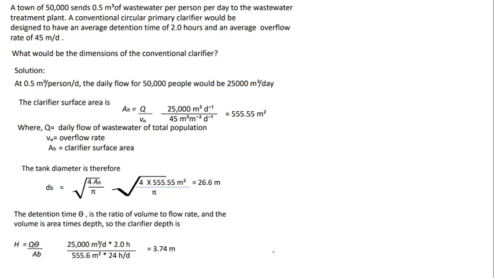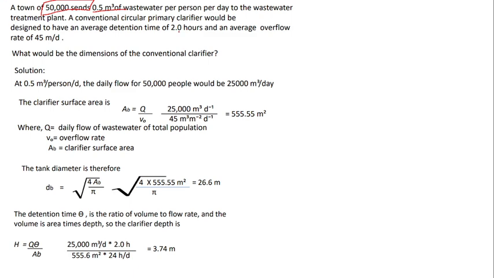The next question is, a town of 50,000 sends 0.5 meter cube of wastewater per person per day to the wastewater treatment plant. So the number of persons living in the town is 50,000, and each person is generating 0.5 meter cube of wastewater. So the total wastewater generated is 50,000 into 0.5 meter cube. That is the total wastewater generated in the town per day. So this gives the flow rate of the wastewater from the town. This much wastewater is sent to the wastewater treatment plant.